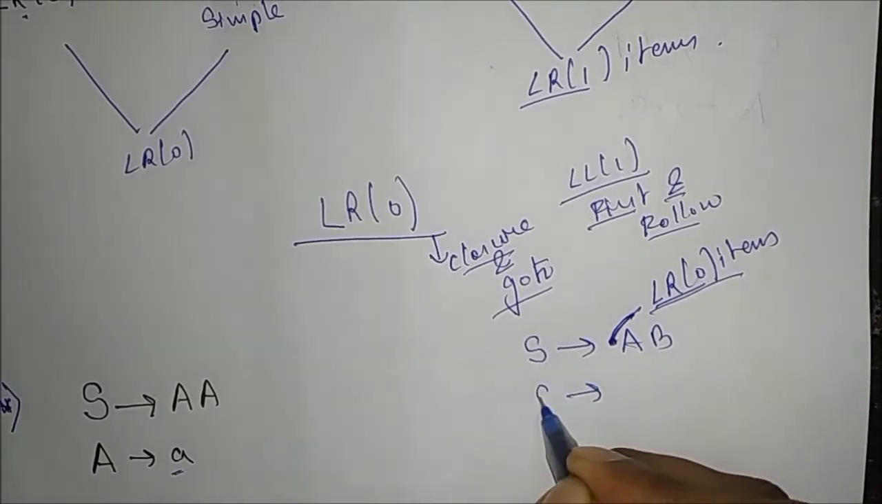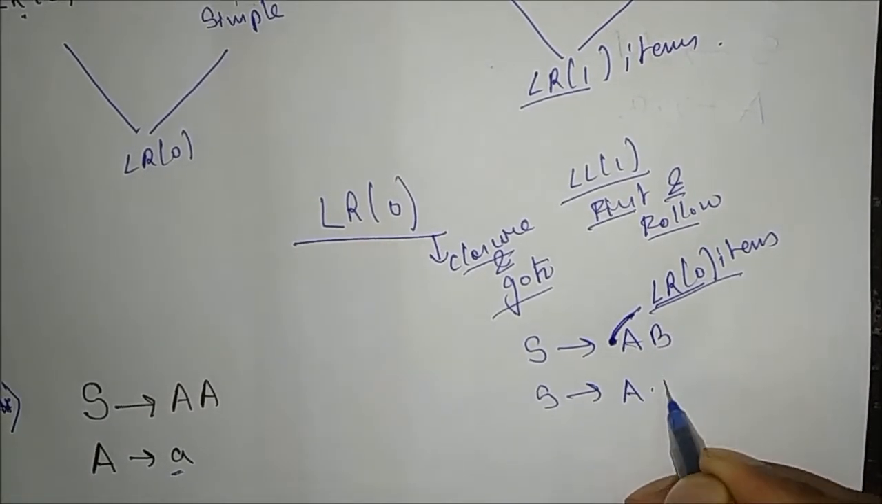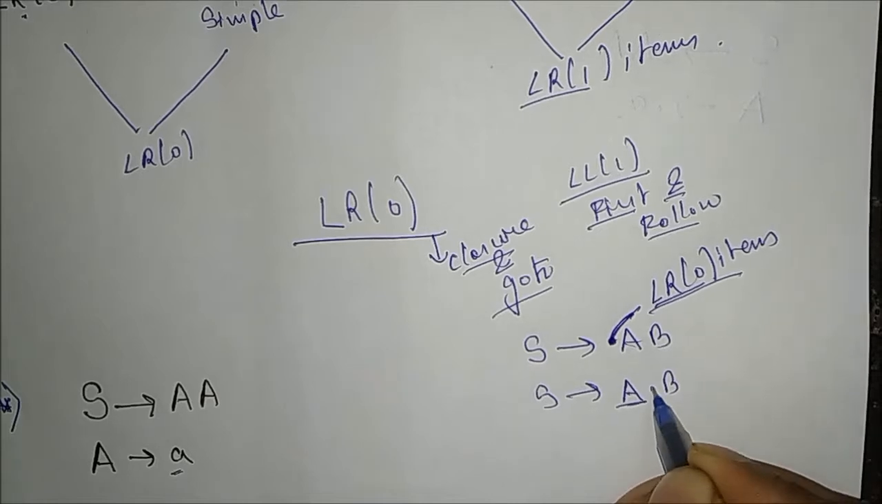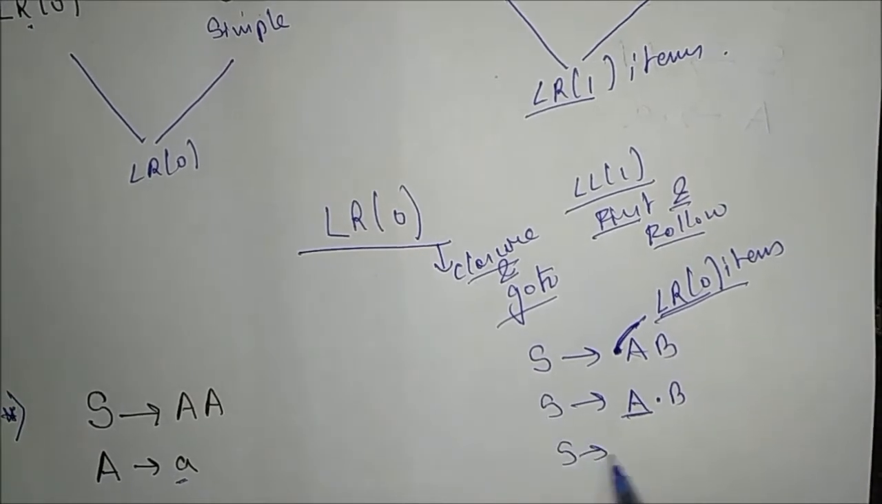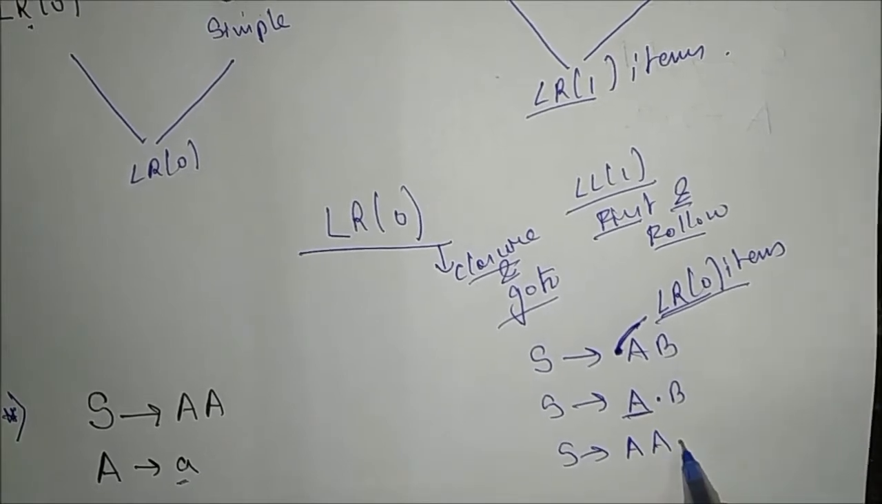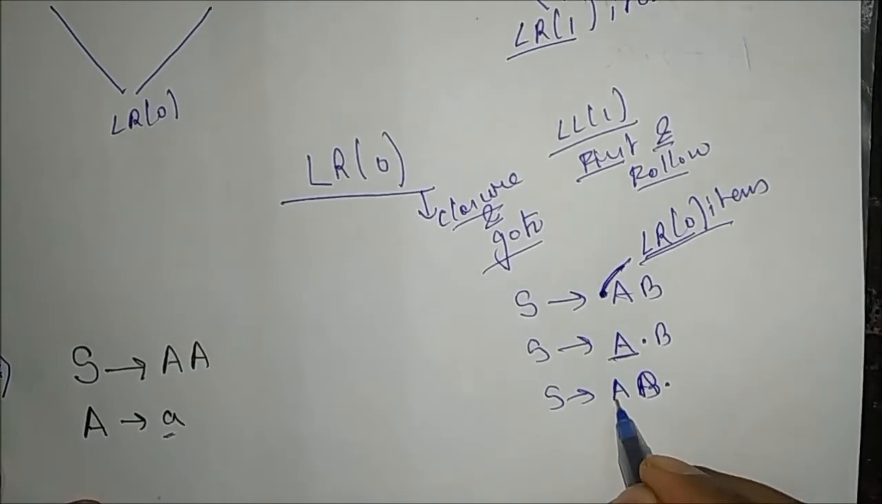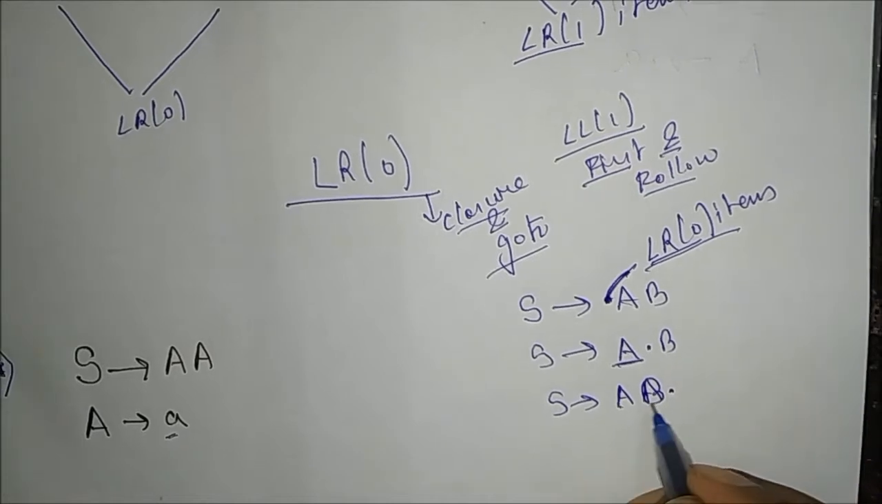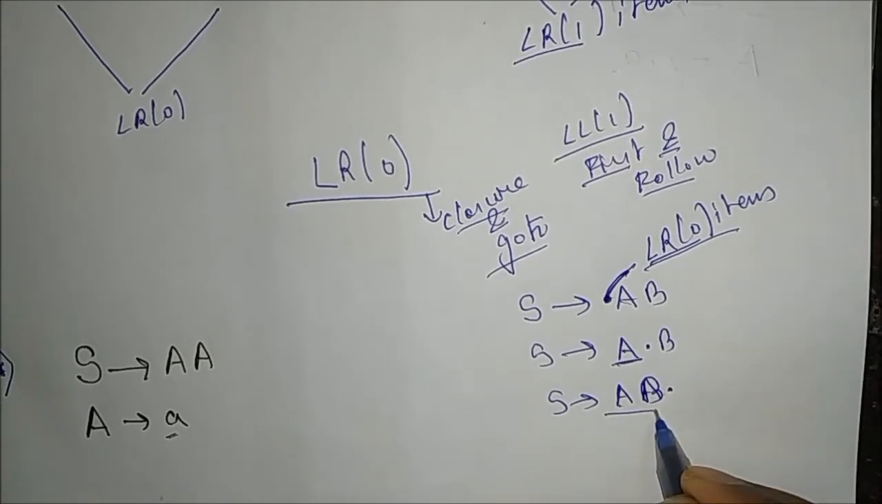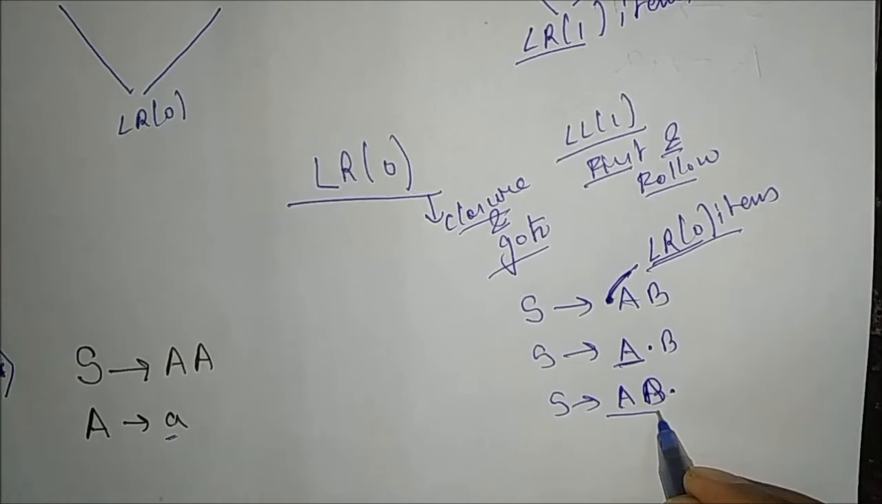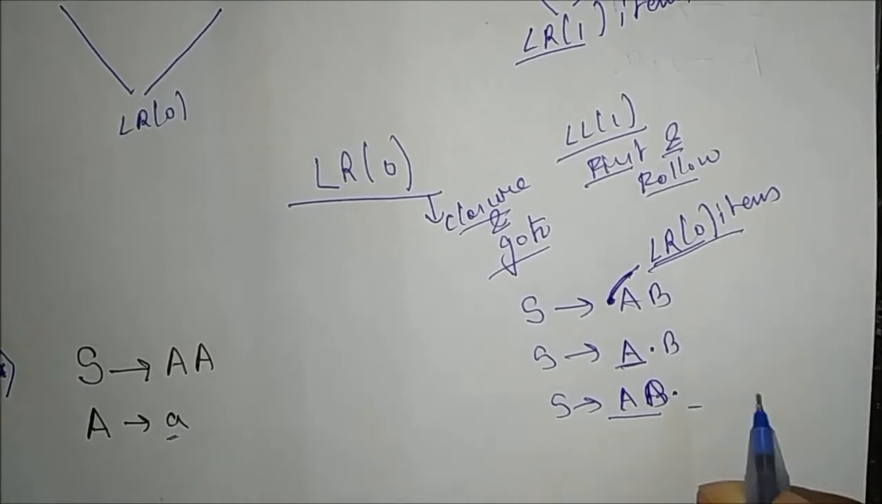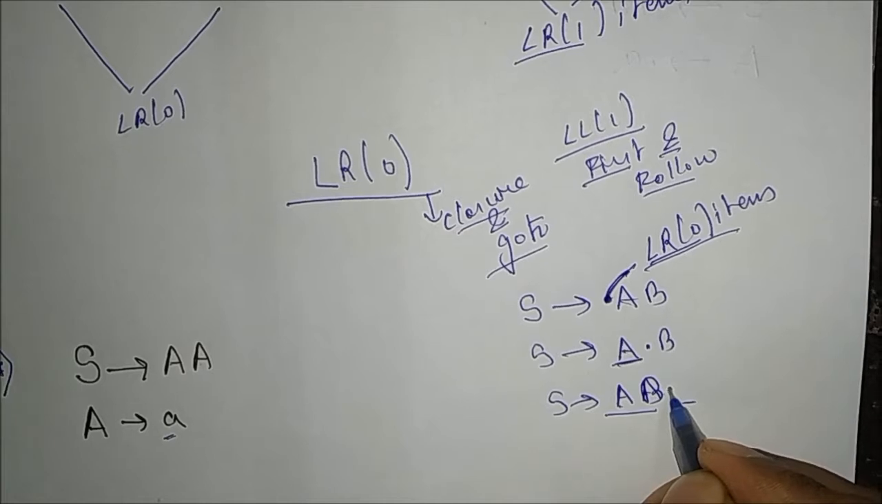Now, if we see A dot B, it means we have seen only A on the left side, and we are interested in what follows. If the production is like AB dot, with the dot on the right-hand side, it means we have seen everything; nothing is remaining on the right-hand side. This is the meaning of LR0 items.